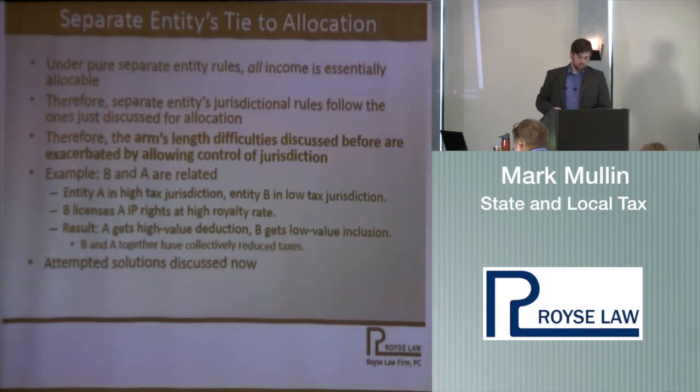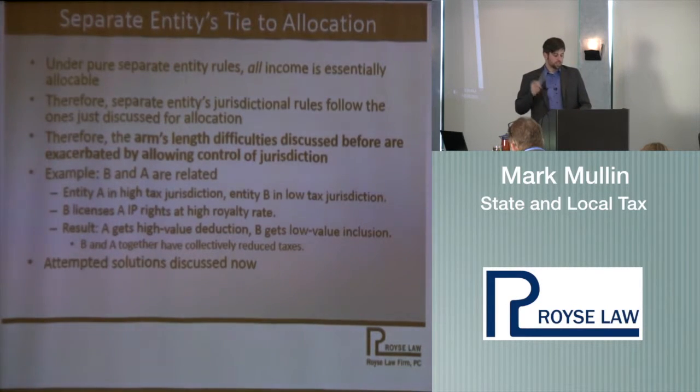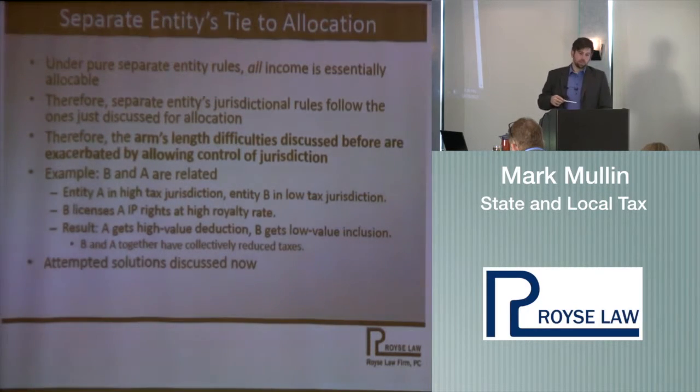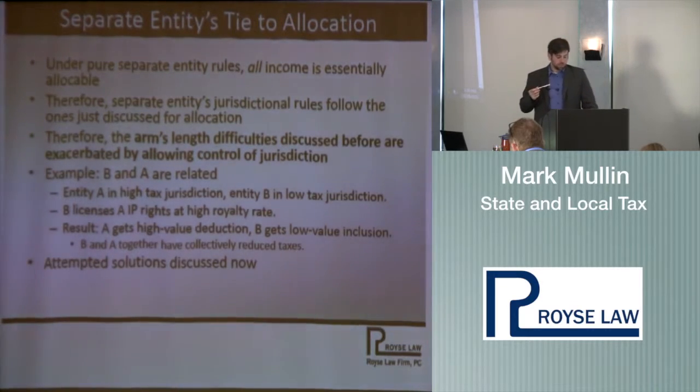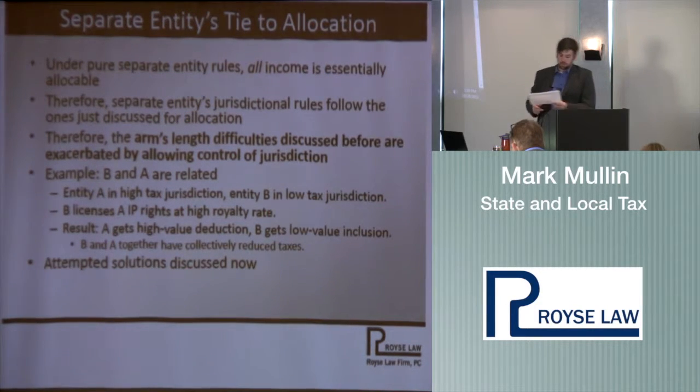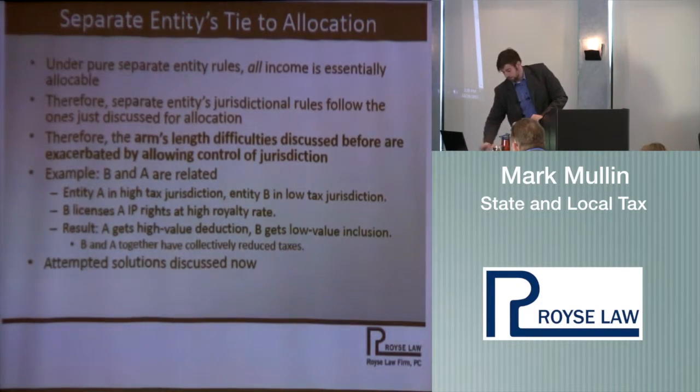So for example, B and A are related. Entity A is in a high tax jurisdiction and entity B is in a low tax jurisdiction. So B licenses A IP rights at a high royalty rate, like before. Now the sourcing of the income is going to be in the jurisdiction where B is located. So the result is that A is going to get a high value deduction and B gets a low value inclusion. So we have that particular problem.